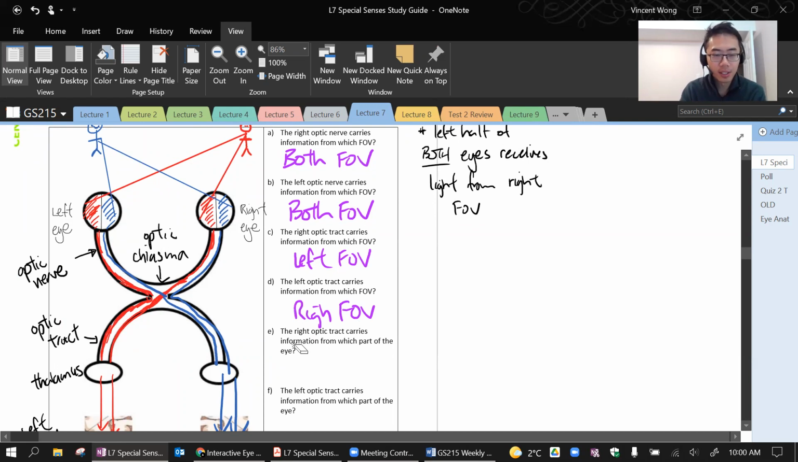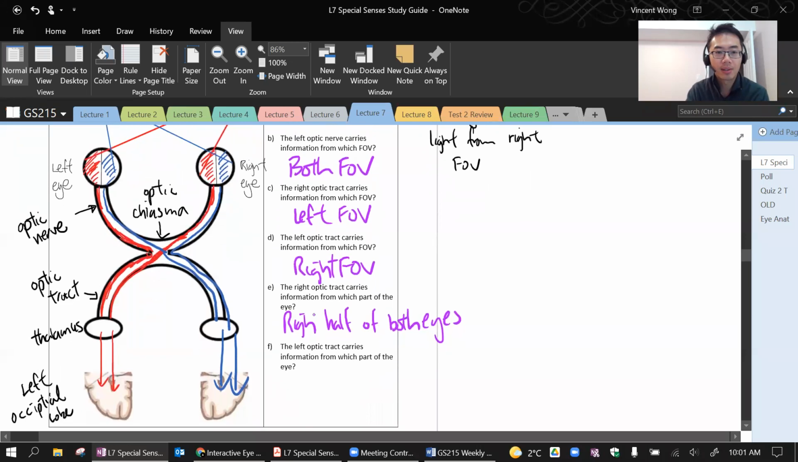Next one's a little bit more involved. The right optic tract, which is this one, carries information from which part of the eye? If you trace the blue all the way back to the eyeball, it is the right half of both eyes. Whereas the left optic tract is going to be the left half of both eyes.